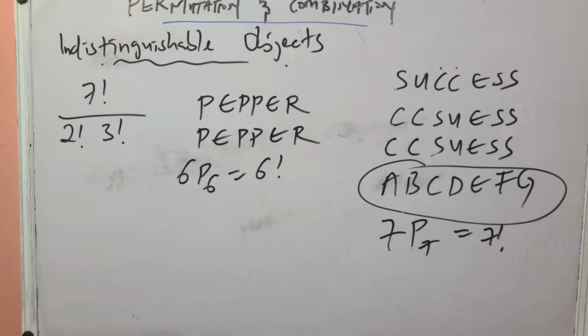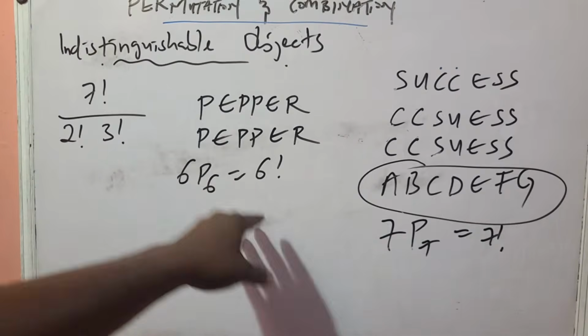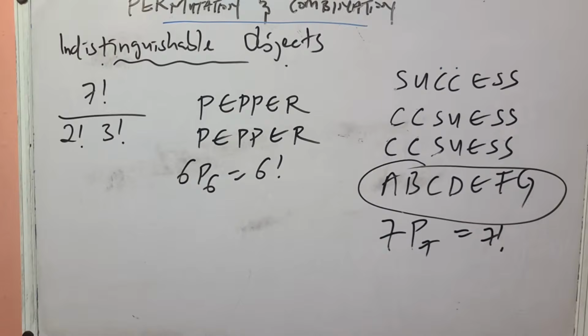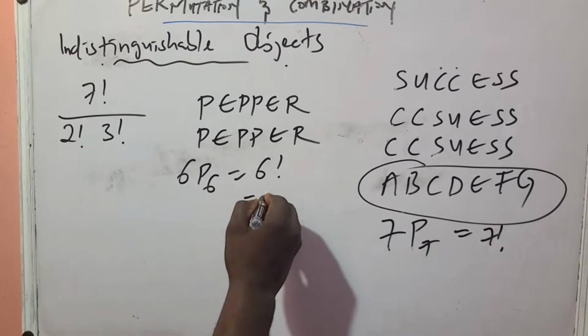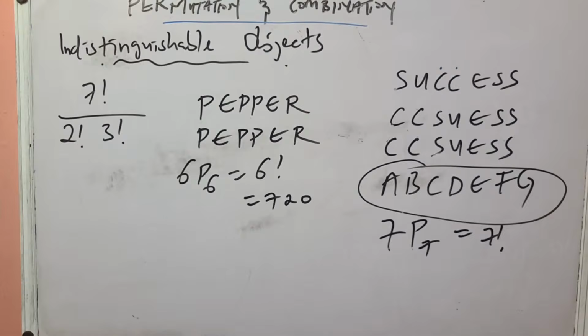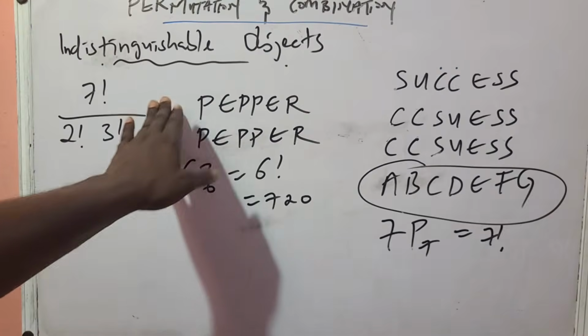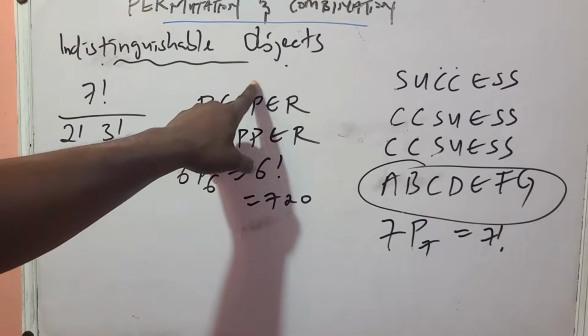Now, as good as that is, one thing you don't recognize is that, let's say, can anybody give me the final answer for 6 factorial? So that we can be a bit exact. What's the final answer for 6 factorial? 720, thank you. Okay, so 720. Now, that means we can have 720 different ways of arranging PEPPER.